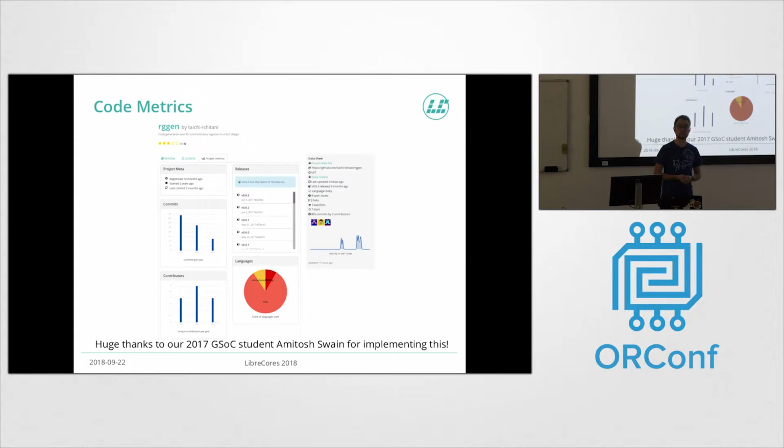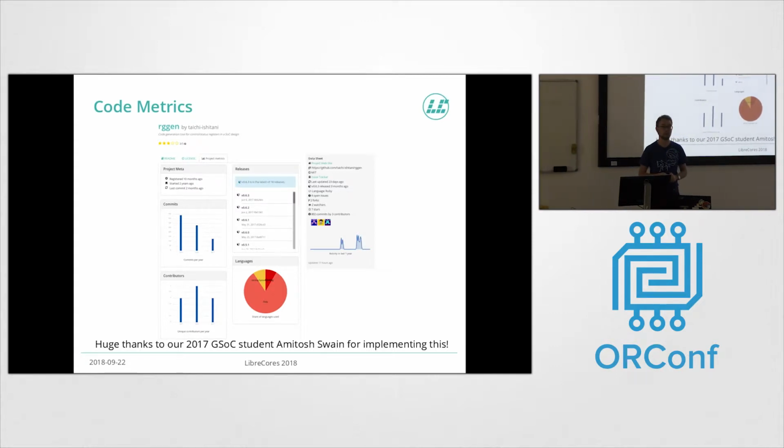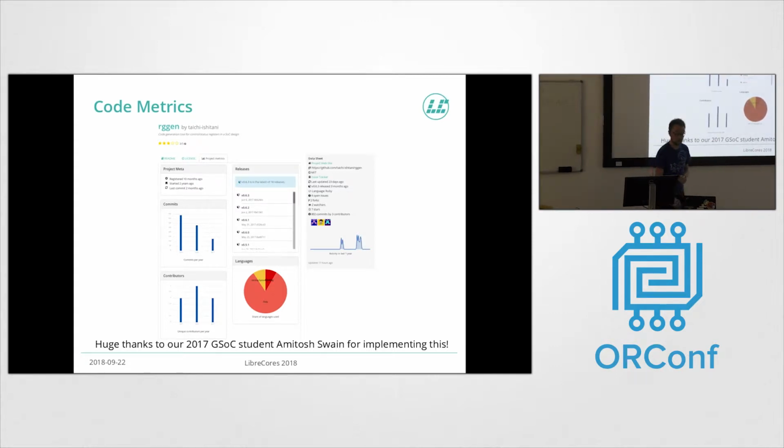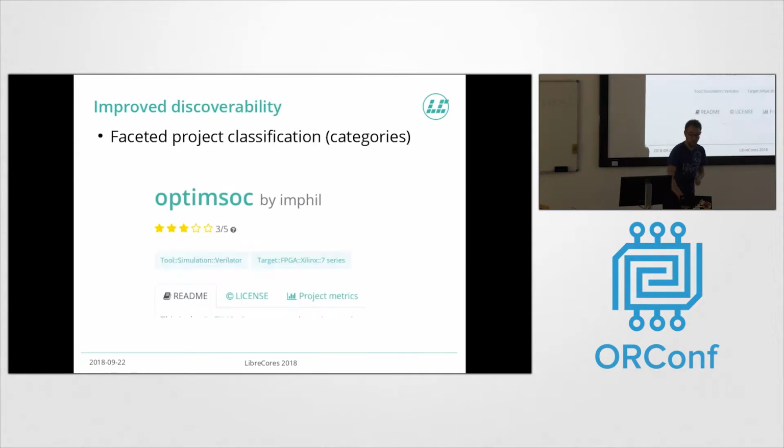Has there been recent commits? How many people are working on that? Essentially, what bus factor does this have? And so on. What we added this year, and this was done again by a Google Summer of Code student, I'll get back to that.